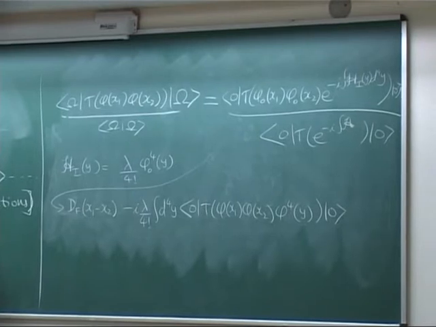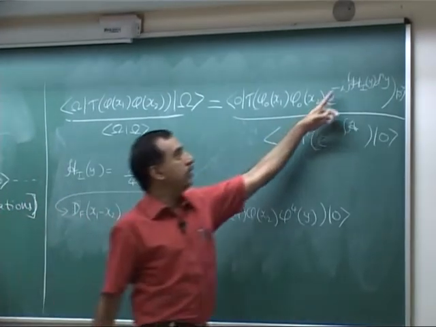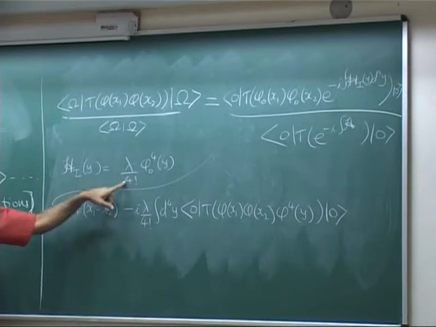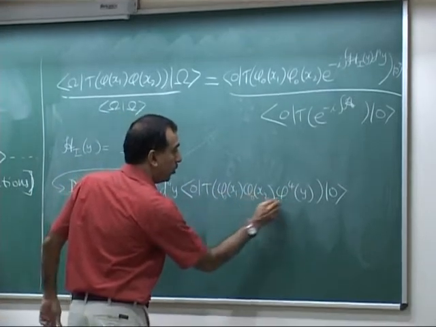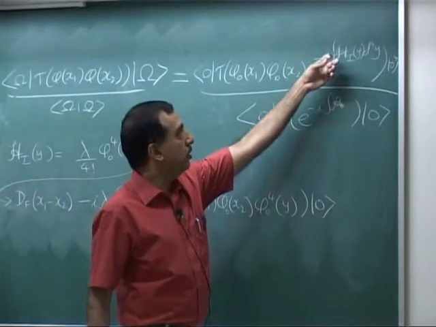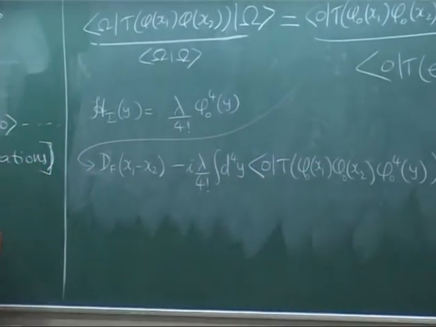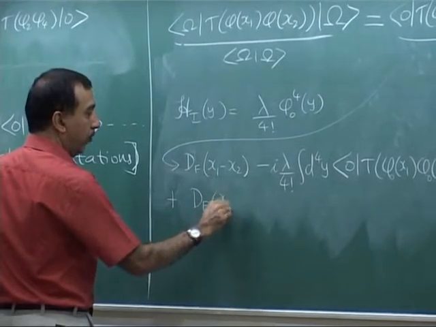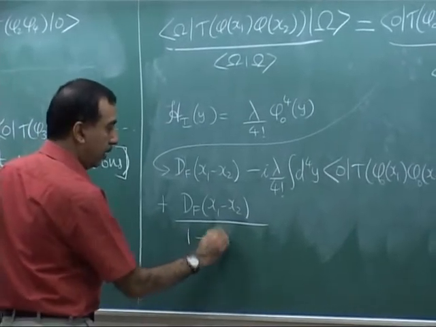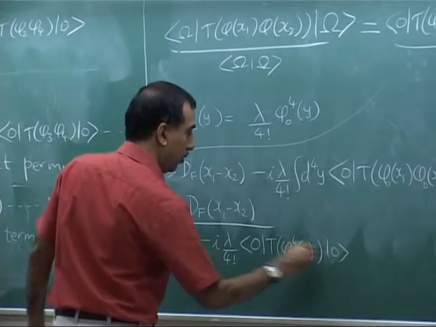Good? I just pulled down the Hamiltonian up in the exponent once. Notice that it's e to the minus i times the Hamiltonian, so minus i comes down and lambda by 4 factorial comes down, and then phi naught fourth goes inside, and here everything is phi naught. And there's one more term in which I keep this, I don't take this, but I take this into account, the denominator expansion. And that gives me plus, so in the numerator I have D_F of x1 minus x2, while in the denominator now I have not just 1, but I have 1 minus i lambda by 4 factorial <0|T phi naught fourth of y|0>.